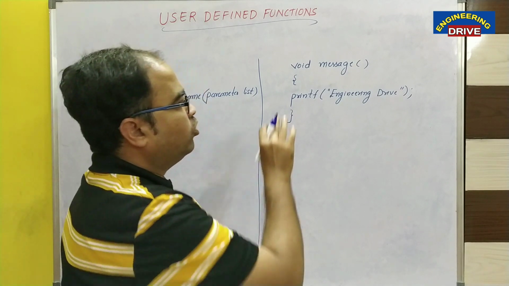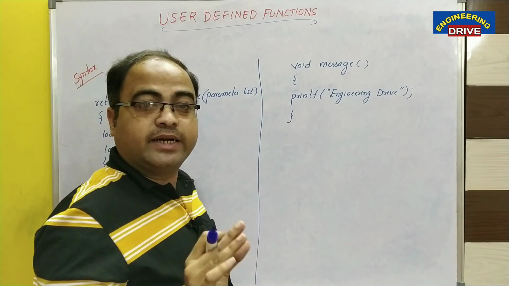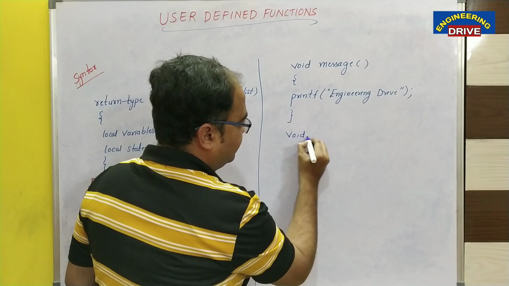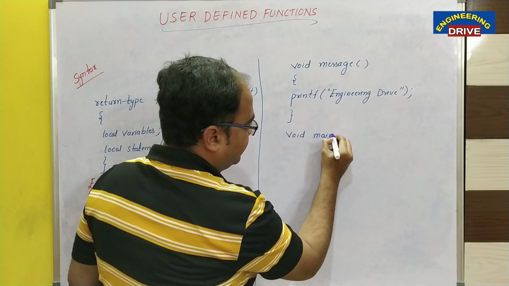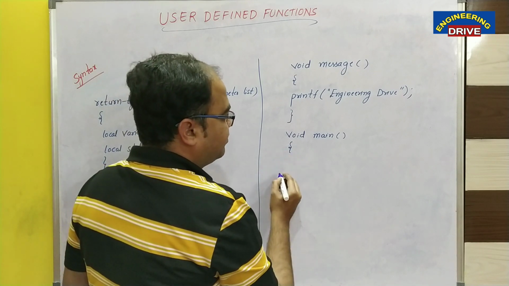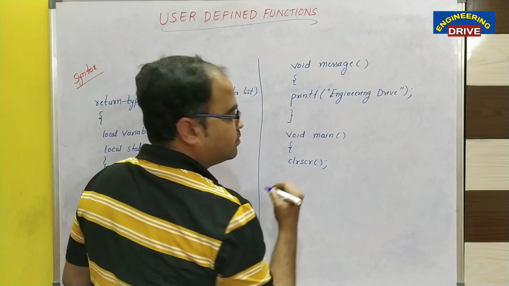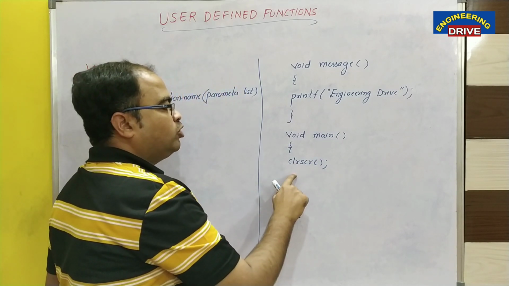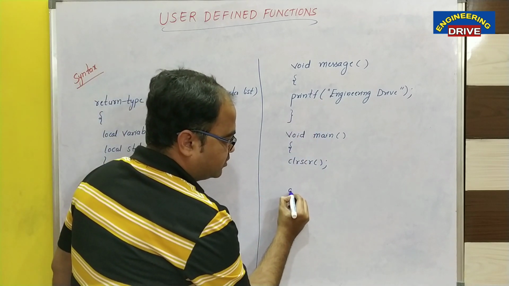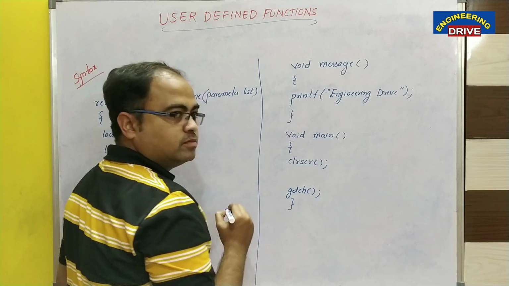Next, only writing a user-defined function is of no use. Compulsorily our C program should contain the main function also. So void main, opening brace. Now, in order to clear the previous output, what am I going to do? clrscr. Is it right? Now let us say I want to call this user-defined function. Generally in our programs we use getch, and then the program closes.